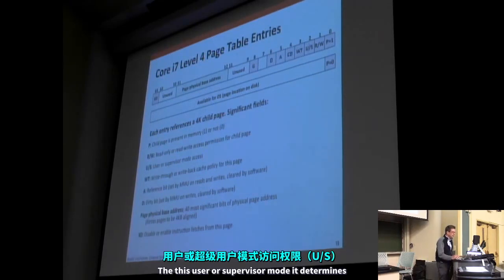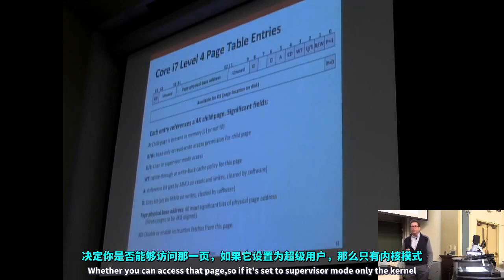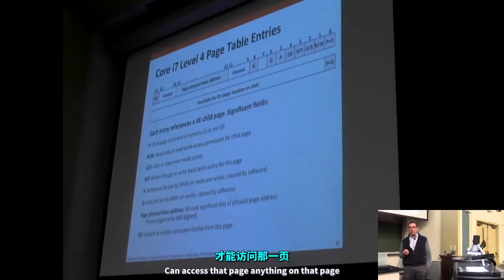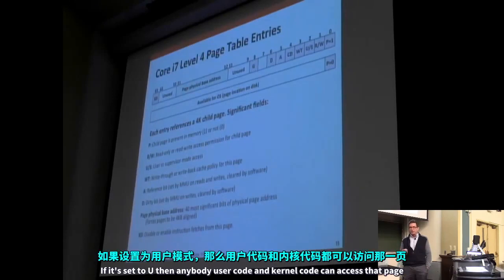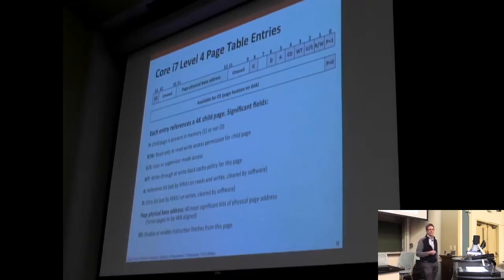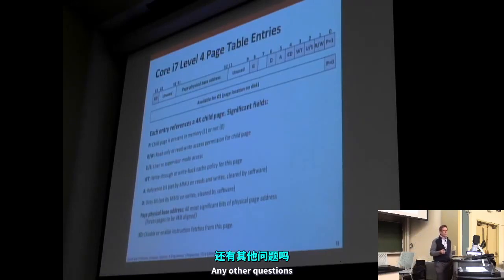This user/supervisor mode determines whether you can access that page. So if it's set to supervisor mode, only the kernel can access that page, anything on that page. If it's set to U, then any user code and kernel code can access that page. Any other questions?